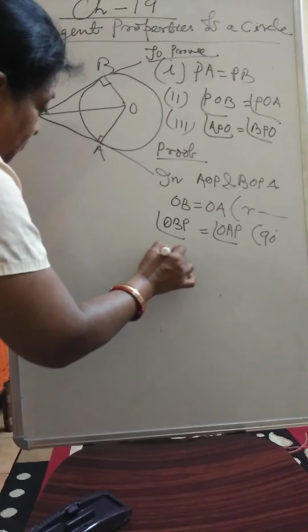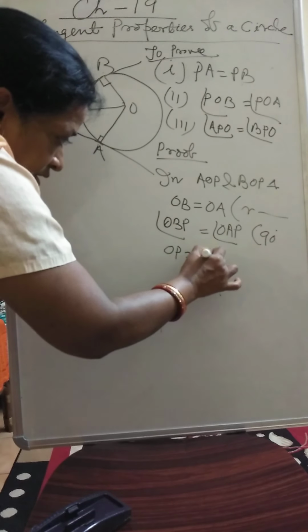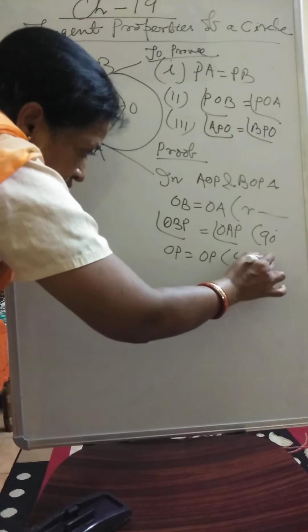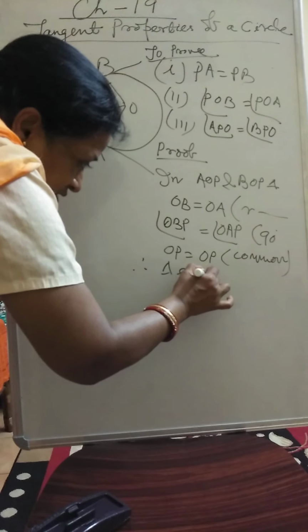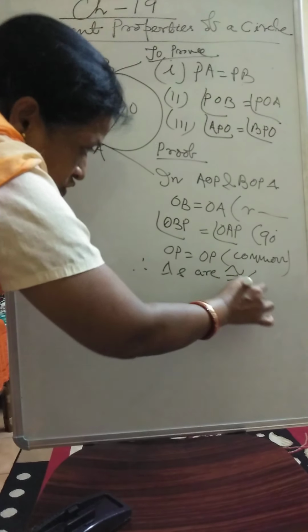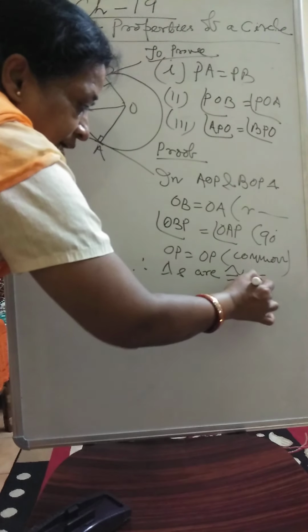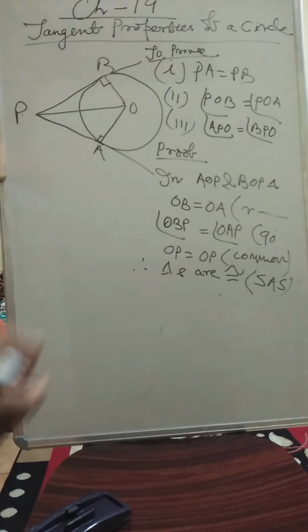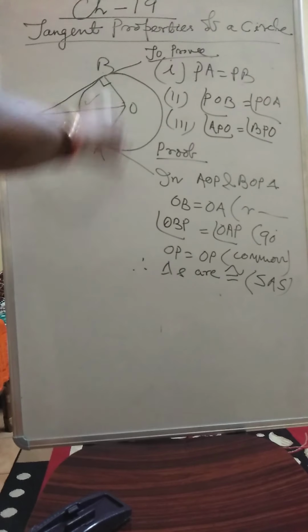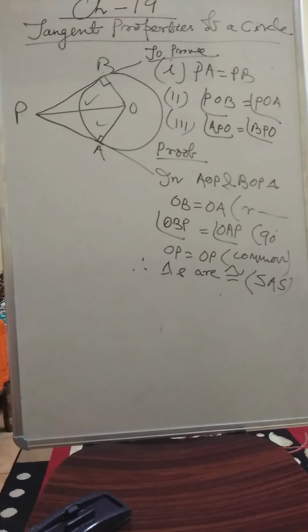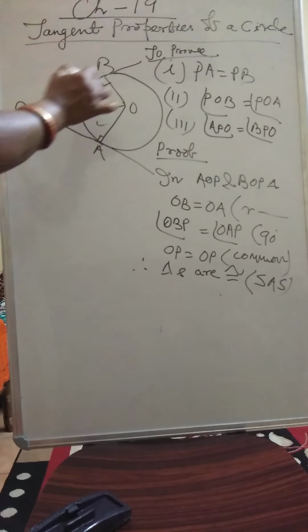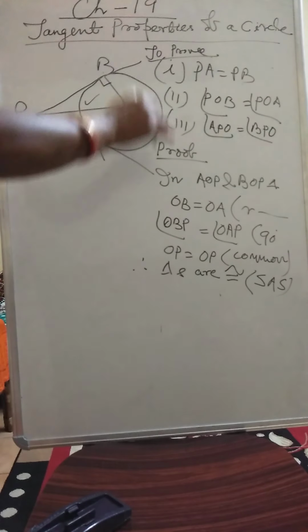Third bit, OP equal to OP, common. Therefore, triangles are congruent. Why? Side, angle, side. As this triangle is congruent to this triangle, I can write AP is equal to BP, CPCT. Then I can write POB is equal to POA, CPCT. BPO is equal to APO. Therefore, we can write this one.